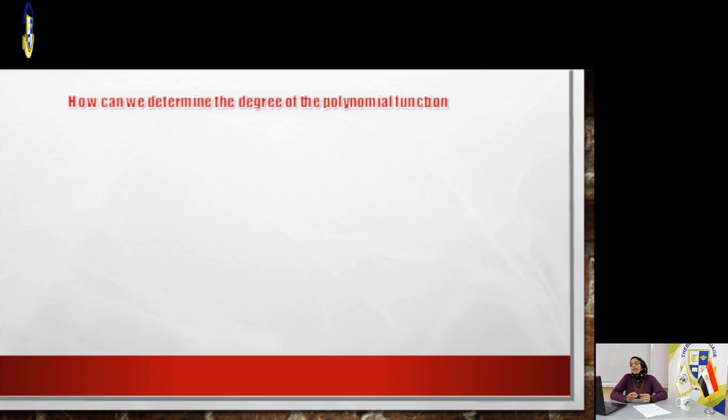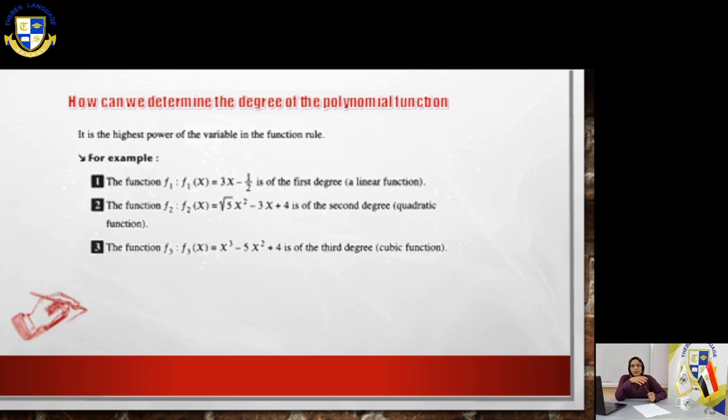How can we determine the degree of the polynomial function? At the beginning, we want to know what the degree of the polynomial function is. It is the highest power of the variable in the function rule. For example, let's try the first one, f1 of x equals 3x minus half. Its degree is the first degree, because the highest power we have is 1, x with power 1. The second one, the function f2 of x equals square root 5 x to the power 2 minus 3x plus 4. This polynomial is of the second degree.